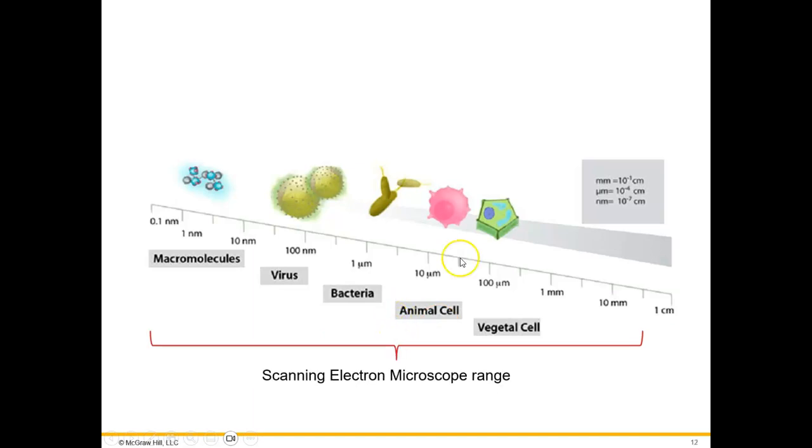And then here's the range of our scanning electron microscope. So you can see if we're getting down to the atomic level or molecular level, or we're trying to look at viruses, we're going to need this scanning electron microscope because we're going to need a higher resolving power.